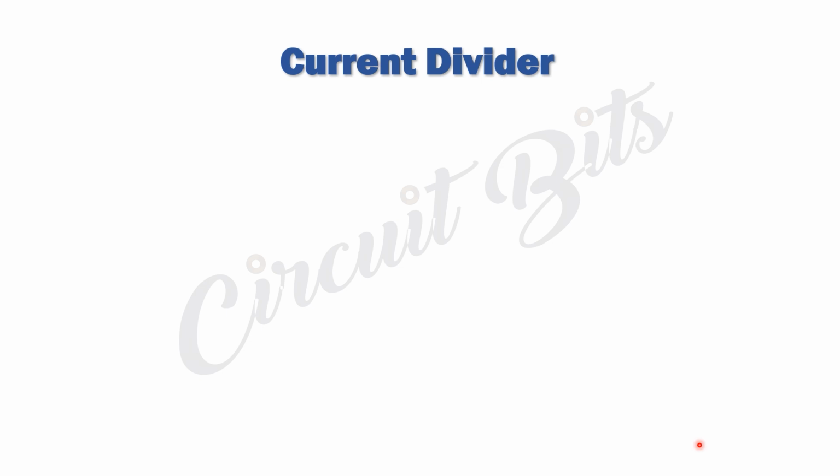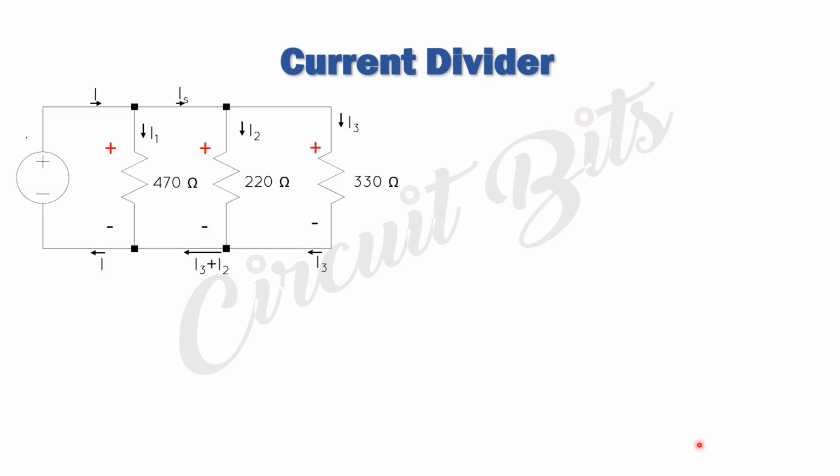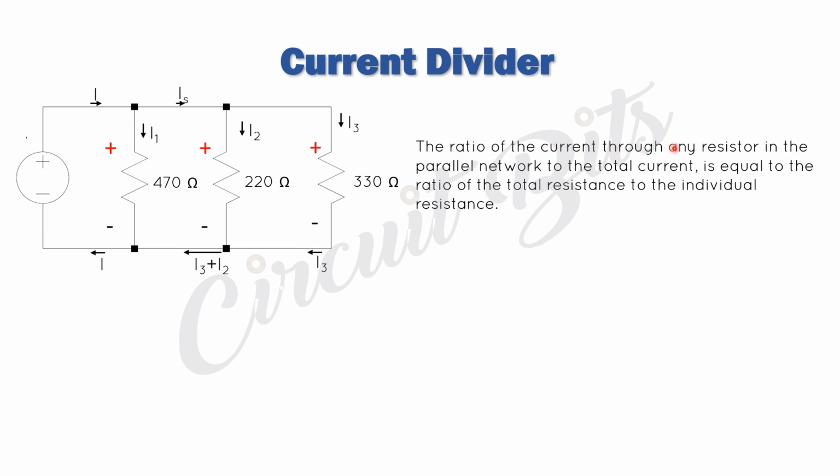We also have current dividers, and parallel circuits are current dividers. We saw in the previous slide that once the current hits any node, it splits into different parts, depending on how many lines are connected to that node. But the amount of current coming into that node is equal to the amount of current coming out of the node. The ratio of the current through any resistor in the parallel network to the total current is equal to the total resistance of this network to the resistance of that individual resistor.